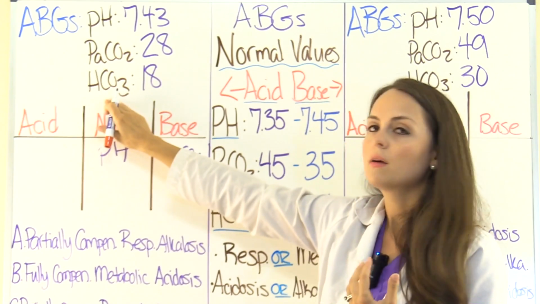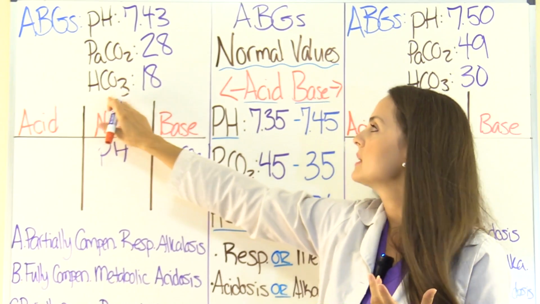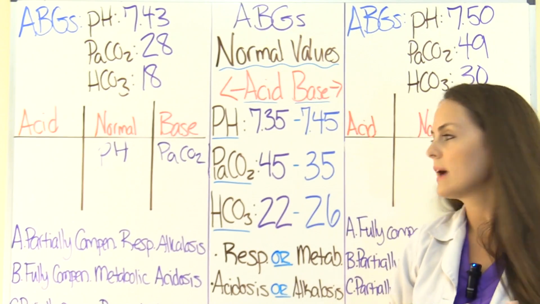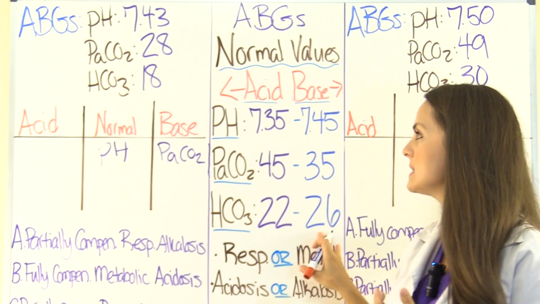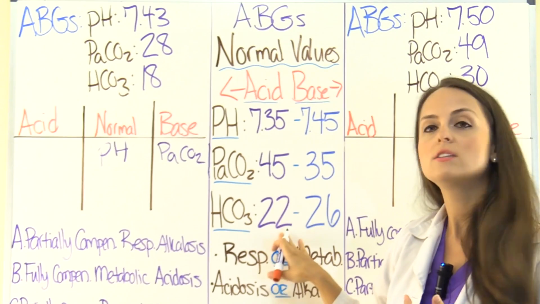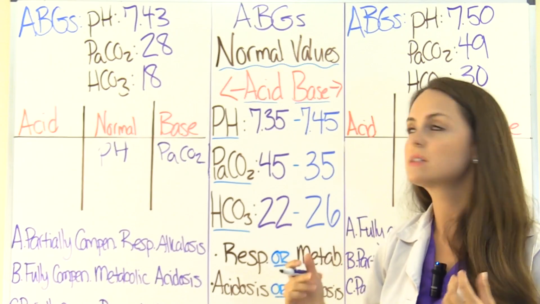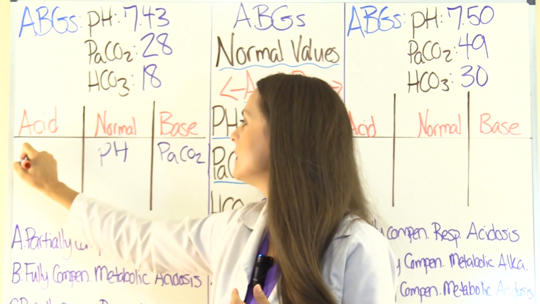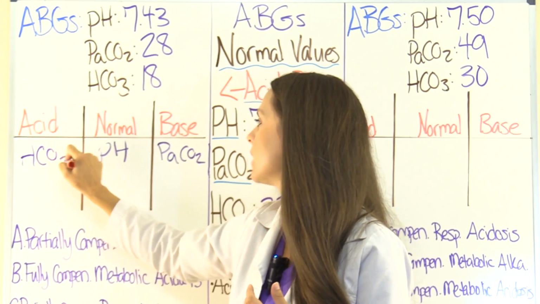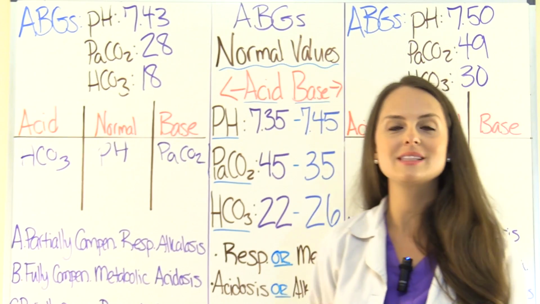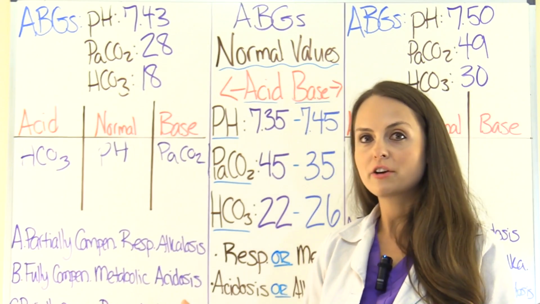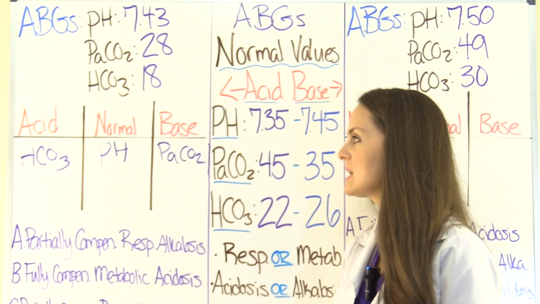Next one, our bicarb, which represents our metabolic, is 18, and a normal bicarb is 22 to 26. So it's less than 22 since it's 18, so it's going to be acidotic, it's acidosis. So we're going to put HCO3 under acid. Okay, well, if you're using the tic-tac-toe method, you just put in all your values and you notice I don't have a tic-tac-toe.